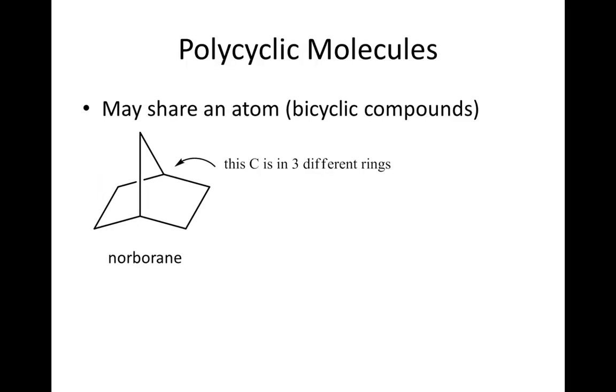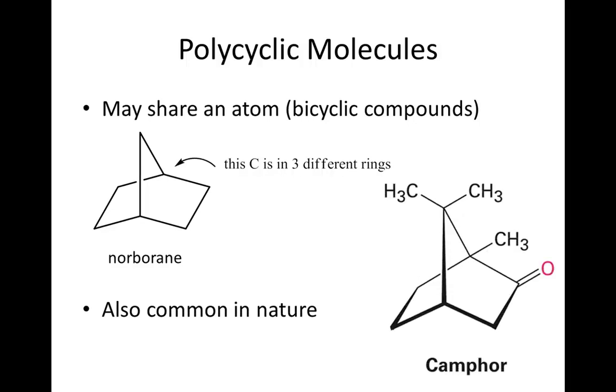Another way that you can have polycyclic molecules is, instead of sharing a bond, share a single atom. So this carbon right here is a member of this 5-membered ring, and this 5-membered ring, and also this 6-membered ring. So is this carbon. It's a member of 3 different rings also. So these are called bicyclic molecules. And in case you're wondering, these things are found in nature. And here's an example. This is camphor. And camphor has a nice smell, and sometimes is used to help clear your sinuses if you have a lot of head congestion.